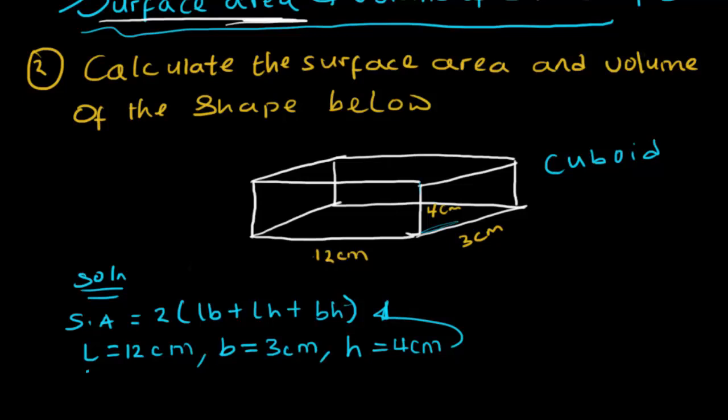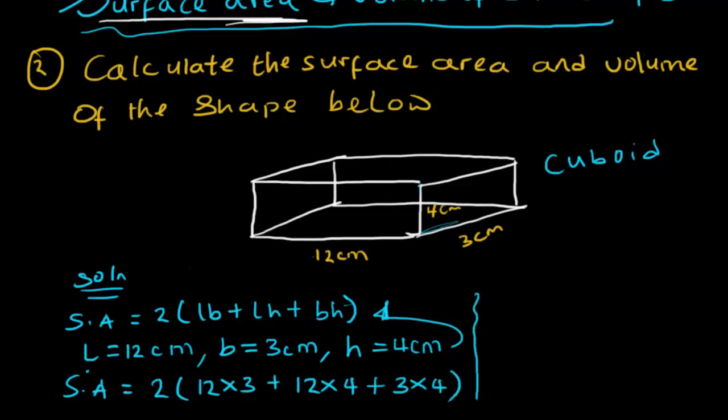Which means that surface area equals 2 into brackets. Length is 12, so I have 12 times 3 plus 12 times height, which is 4, plus breadth is 3, height is 4, 3 times 4. Do you understand this? Let's solve the remaining here. So we have surface area equals 2 into brackets, 12 times 3, that should give us 36, plus 12 times 4, that should give us 48, plus 3 times 4, that should give us 12.